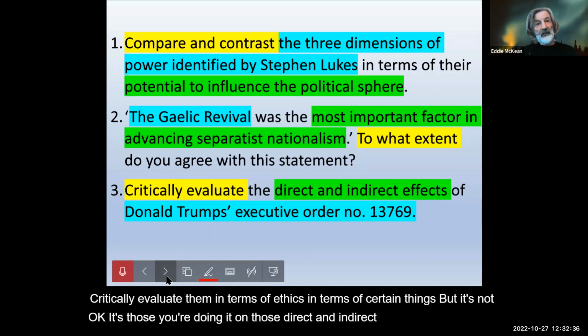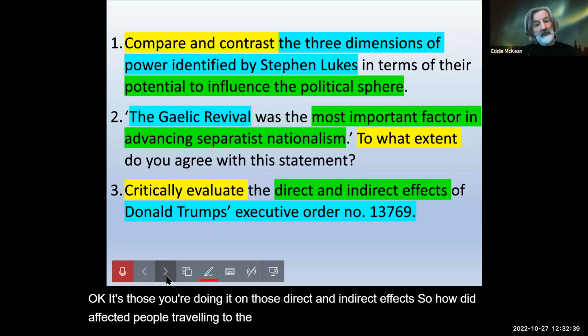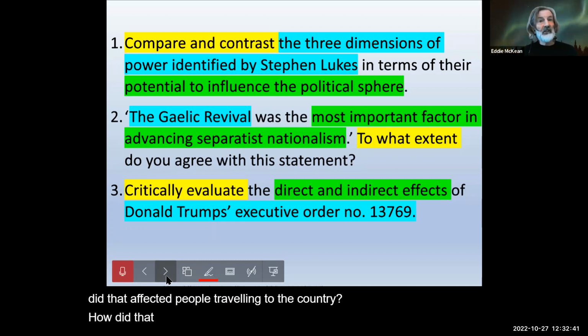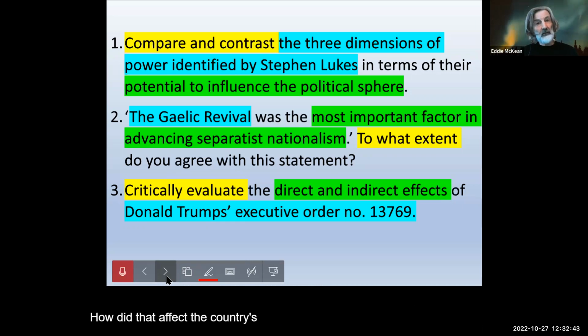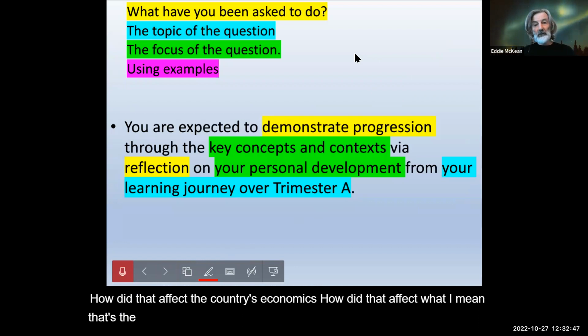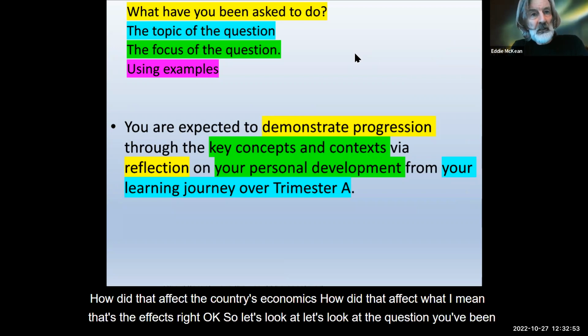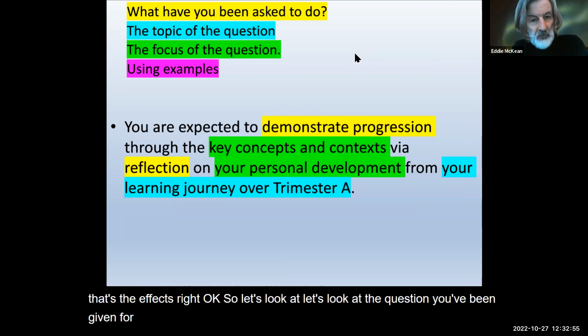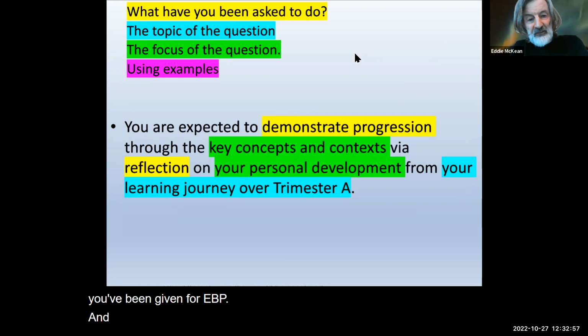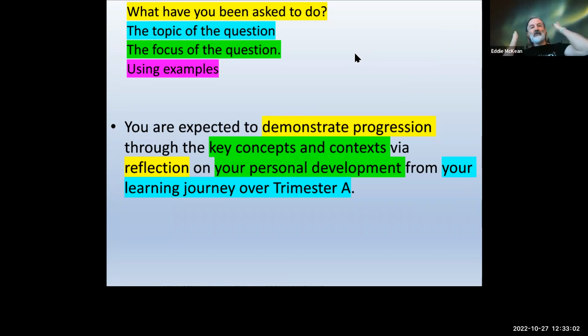So how did it affect the people traveling to the country? How did it affect the country's economics? How did it affect, you know what I mean? That's the effects, right? Okay, so let's look at the question you've been given for EBBP. And I've picked this out. Now this is actually from last year, so it might be slightly different.